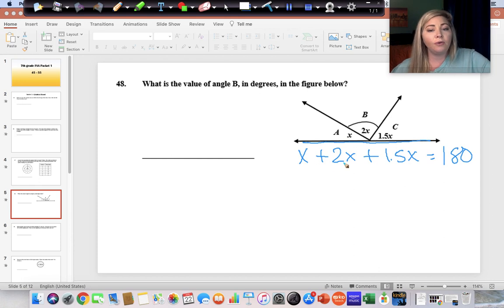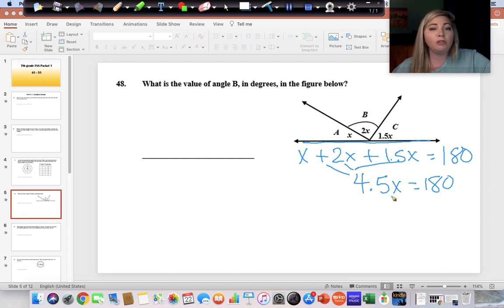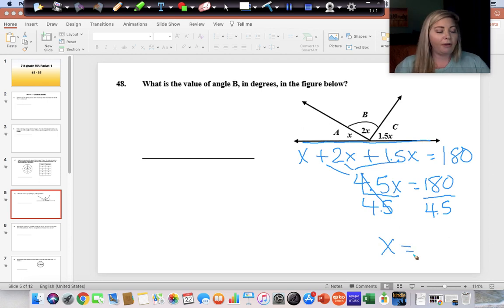So x plus 2x, that's just 1x plus 2x. So we're back to kindergarten counting now, right? 1x plus 2x's is 3x's, right? And 3x's plus 1.5x's is 4.5x's. That still equals 180. We just condensed all of this down to 4.5. Now 4.5 is being multiplied times x, so to solve a multiplication equation, we have to do the opposite and divide both sides by 4.5. This is going to cancel, and we are left with x is equal to 180 divided by 4.5.